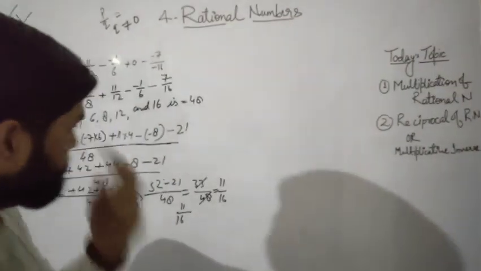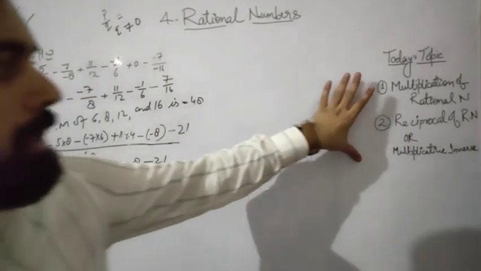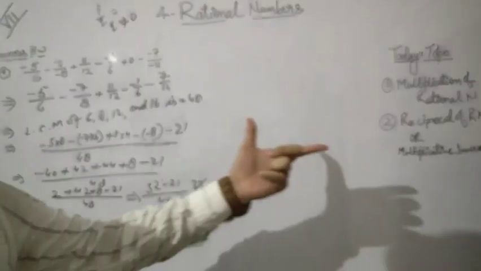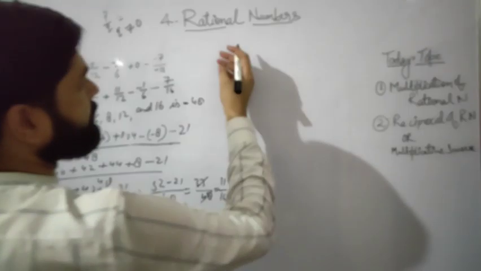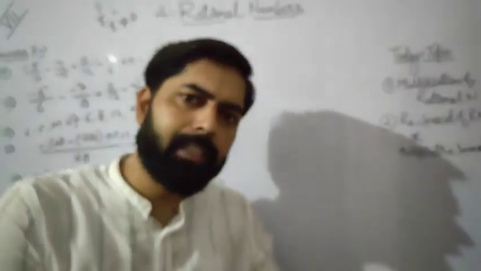Now today's first topic is multiplication of rational numbers and the reciprocal, or you can say the multiplicative inverse. You know how we find the multiplication of any rational number, same as with fractions. Just as you multiply fractions, you multiply rational numbers.